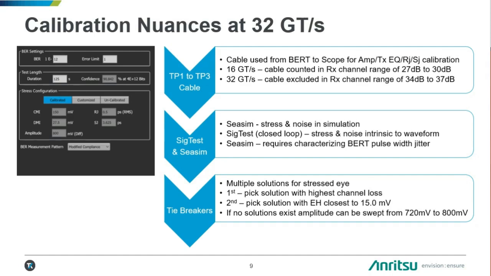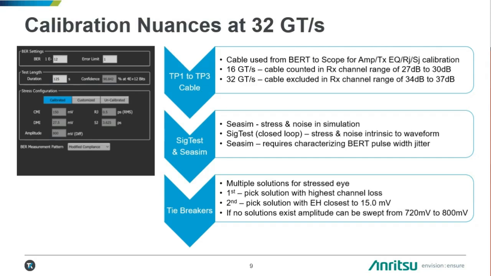At 16 gig, this cable is actually counted as part of the channel in that range of 27 to 30 dB that's allowed for stressed eye calibration. So effectively, the reference plane is shifted to the output of the PPG. I think more correctly at 32 gig, what we've done is we've made that reference plane officially at the end of the cable, so we don't count that as part of the channel loss. Now the reference plane is more at the real-time scope for this step, and that's where we actually calibrate those different parameters. So it does not get included in that 34 to 37 dB range. So it is a difference. I want to make sure that's clear between Gen 4 and Gen 5 calibration.